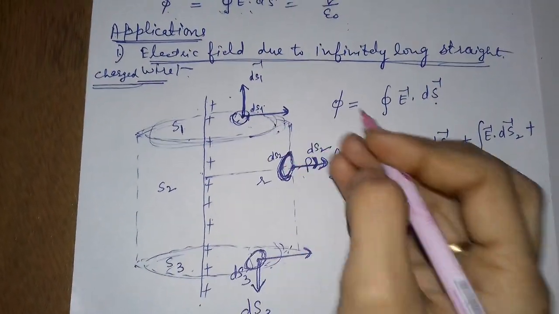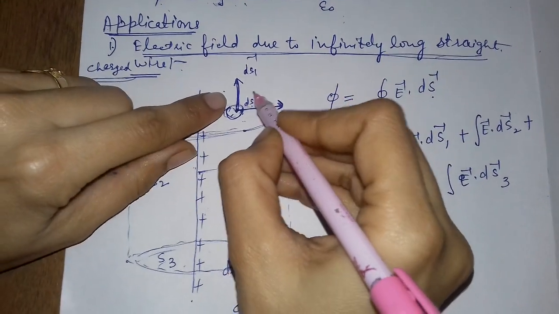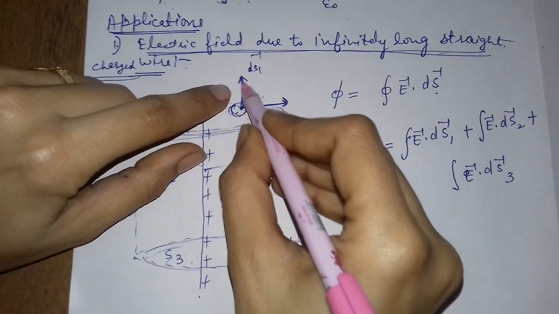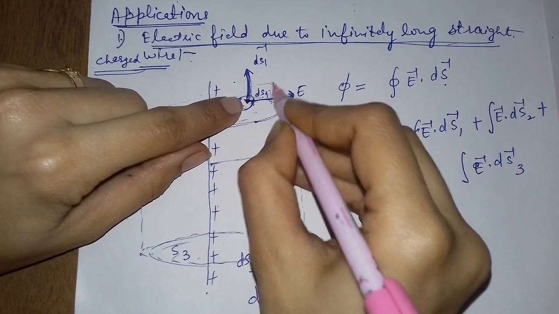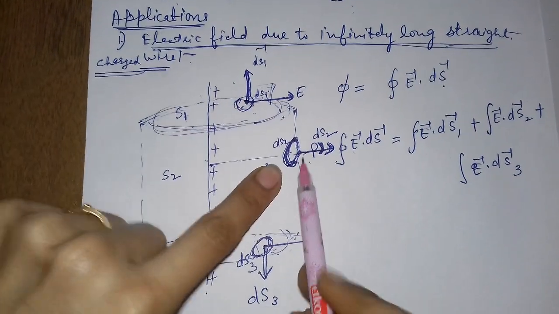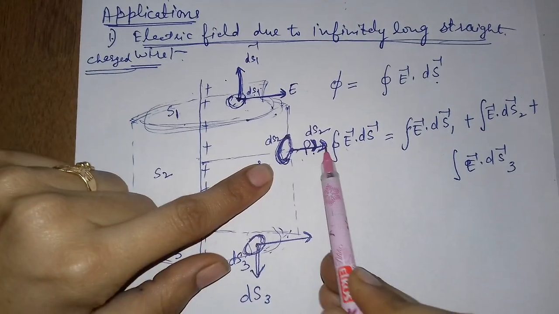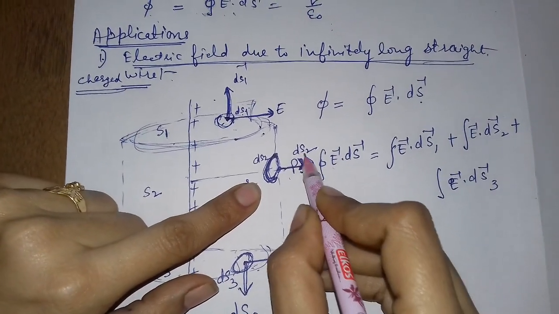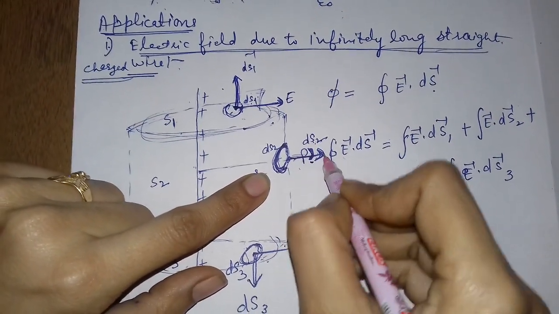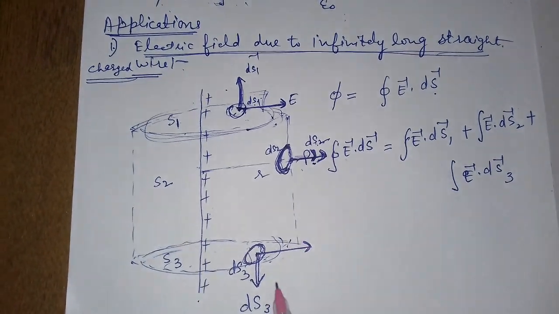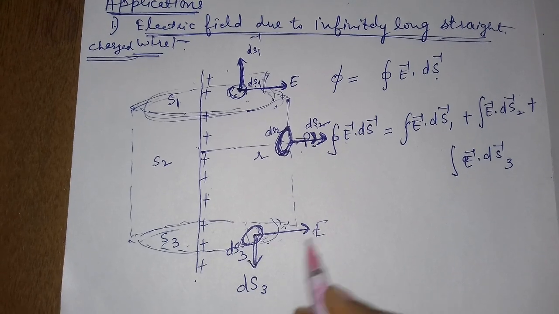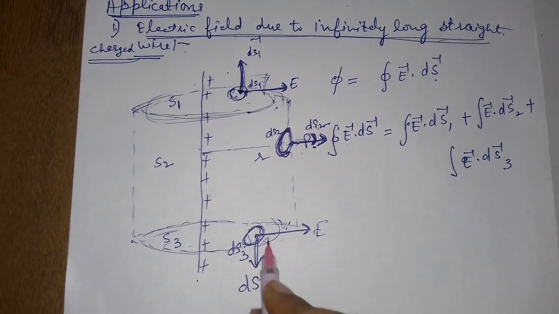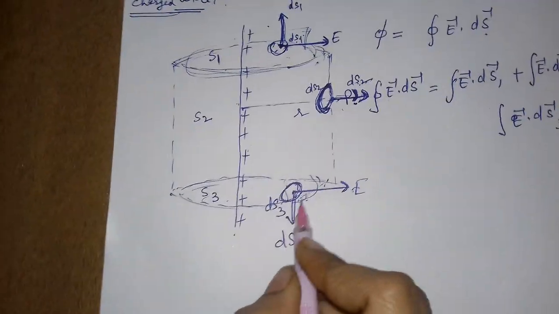In the first case, we can say that the angle between this ds1 and this electric field is 90 degrees, right? Then the angle between electric field and ds2 is 0 degrees, as they are in the same direction. Then the angle between electric field and ds3 is again 90 degrees.